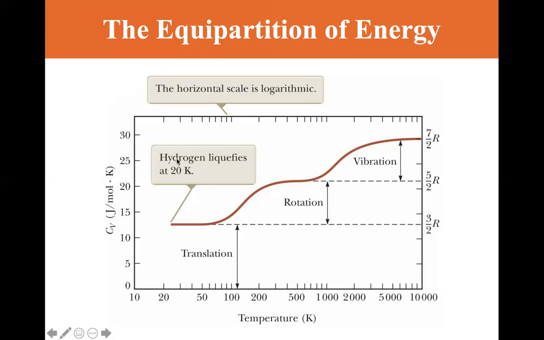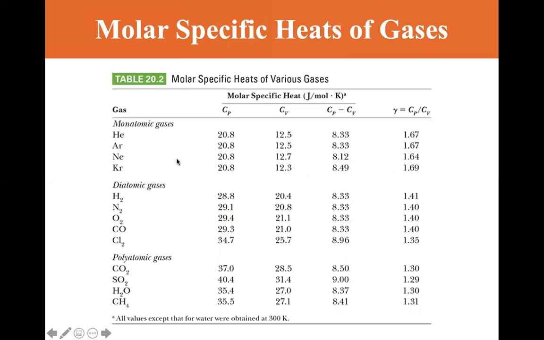Okay, and here's the table. You can see how there is a lot of agreement. When you get to polyatomic gases, there are a lot more vibrations and rotations and more degrees of freedom. So you can see how the CP jumps to much higher values.